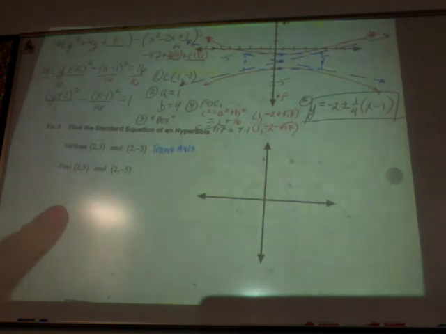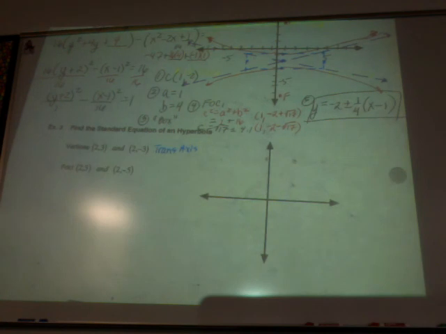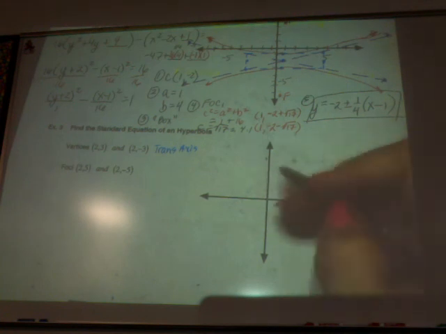And then the foci are going to tell you what C is. You'll be able to find C, won't you? Because isn't the foci C units away from the what? Center. So let's go ahead and plot those. So my vertices are 1.